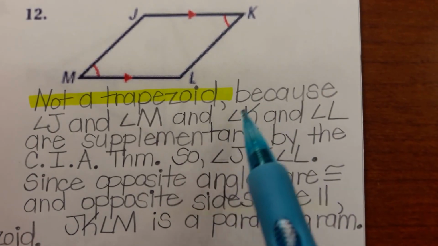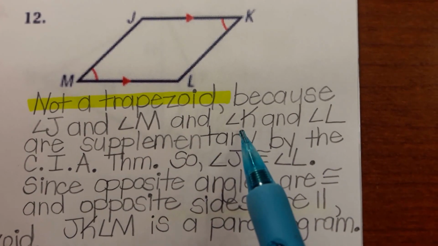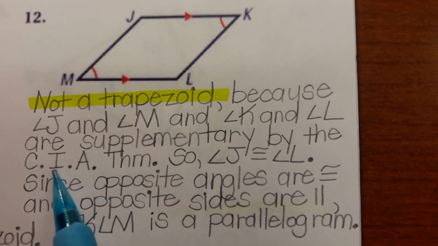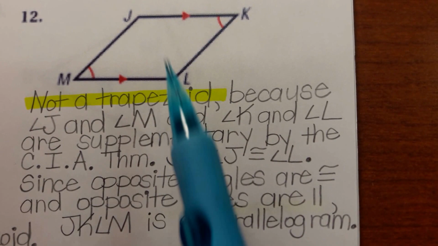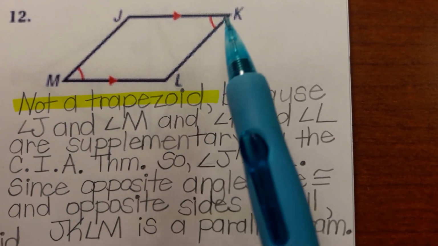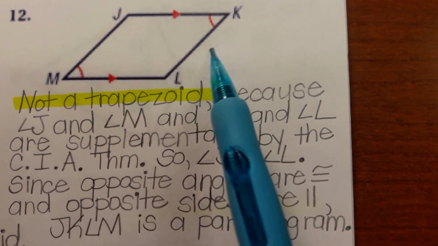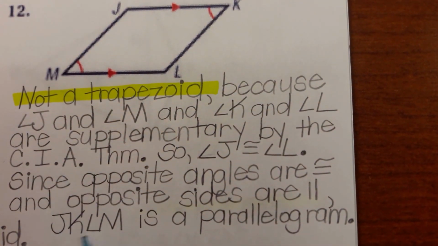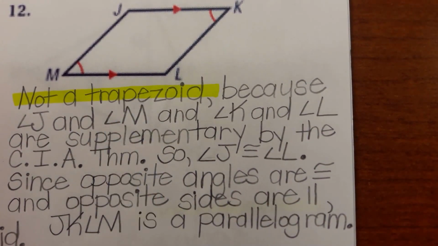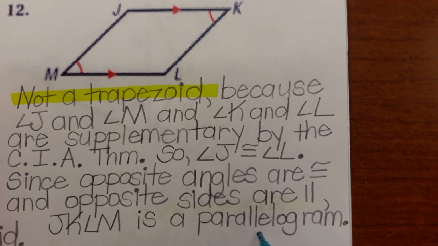So just reading the answer, it says because angle J and angle M and angle K and angle L are supplementary by the consecutive interior angle theorem, angle J is congruent to angle L. So we know that since opposite angles are congruent and opposite sides are parallel, JKLM is a parallelogram and not a trapezoid. So you need to go back and read over the definition of parallelogram.